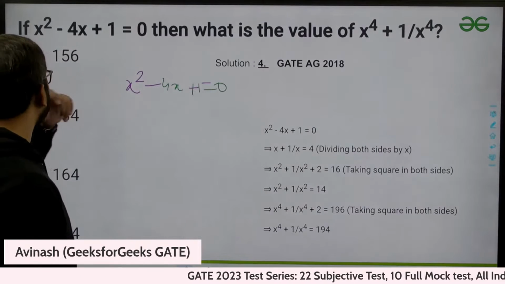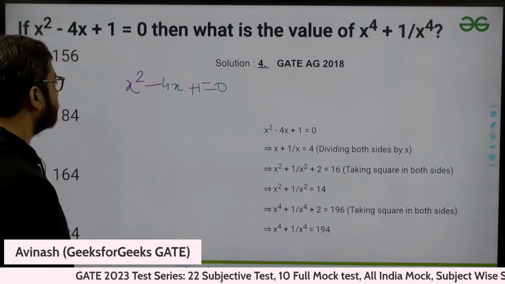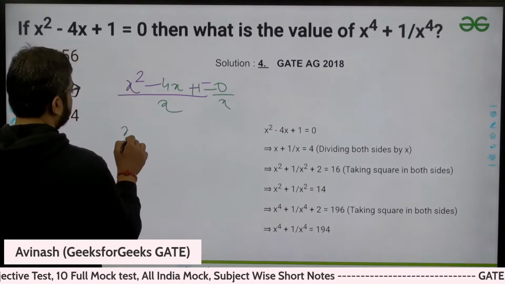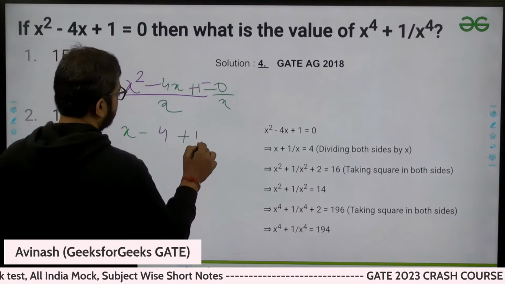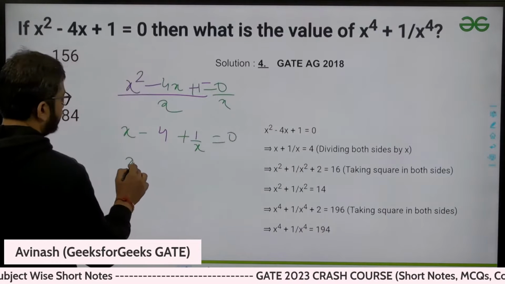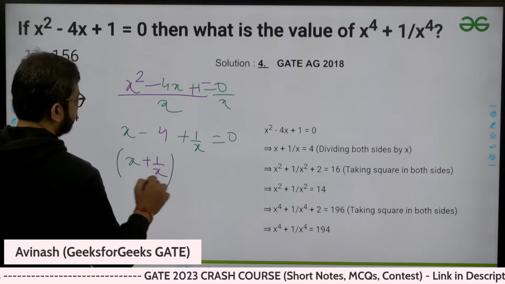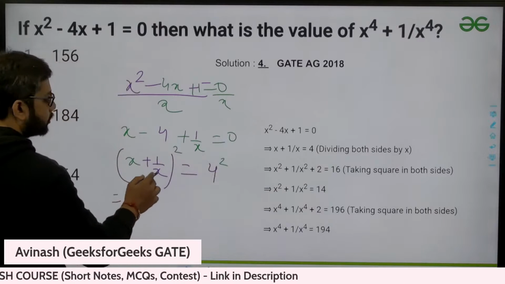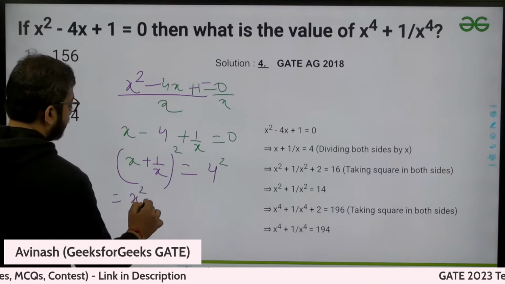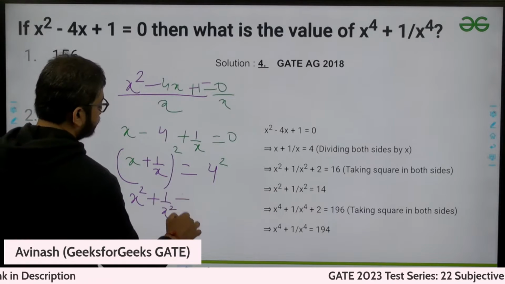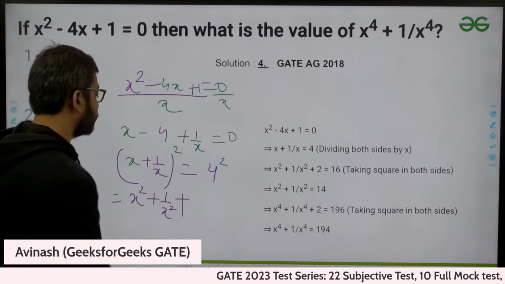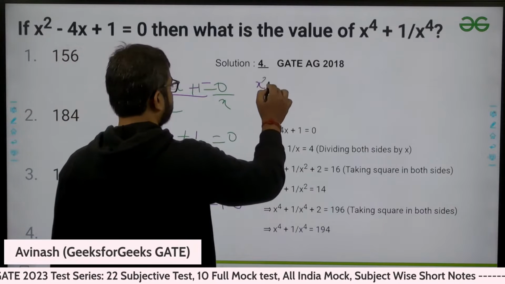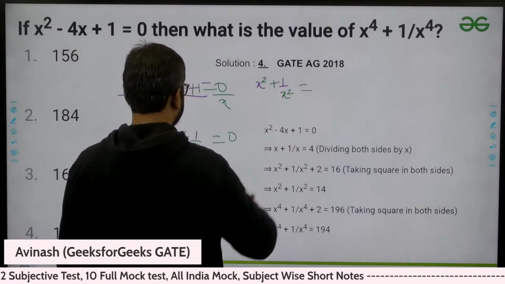Divide x from both sides of x square minus 4x plus 1. This will give you x minus 4 plus 1 by x is equal to 0. We can write this as x plus 1 by x is equal to 4. Square both sides: a square plus b square plus 2ab, so x square plus 1 by x square plus 2 into x into 1 by x, that is 2, is equal to 16. So x square plus 1 by x square is equal to 16 minus 2.